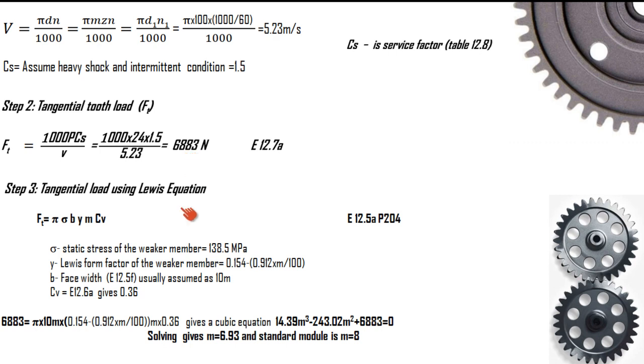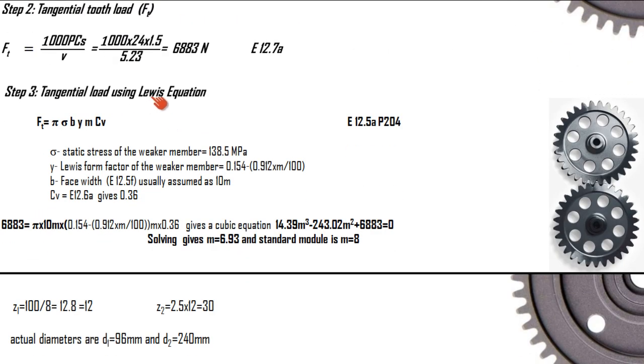Now comes the tangential load, using the Lewis equation. The same equation we are going to use, pi sigma B by M CV. Sigma we are going to use for the weaker member, which is 138.5. That means I have assumed that pinion and gear are made of the same material, that is nothing but cast steel, like the previous question. And face width, as always, is 10 module.